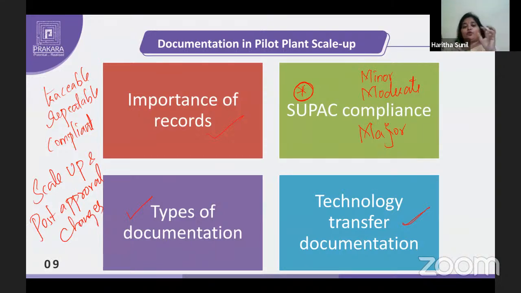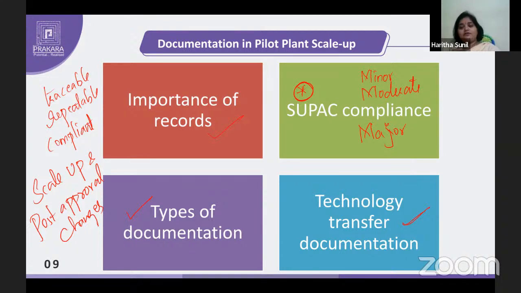And then transfer protocols. When transferring the technology from R&D to the pilot plant, a formal technology transfer protocol is required. So this formal technology transfer document mainly outlines the steps that are involved in scaling up the process. It may also include any adjustment that we have made to the equipment or even the process parameters during this scale up process.